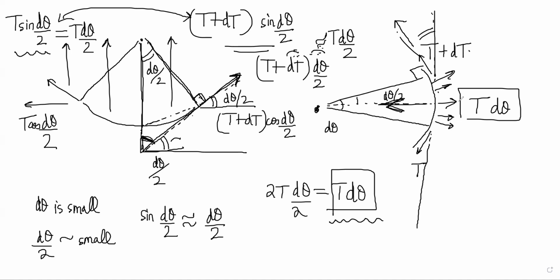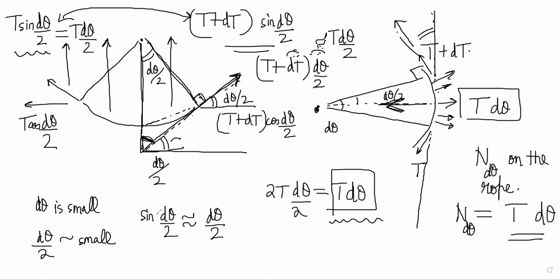The pole will exert a small outward normal force, let's call it N dθ, on the rope. This is the pole exerting the force on the rope. And obviously these two forces must be balanced. The N dθ is equal to T dθ. We can call it the net normal force over this whole portion, that is equal to T dθ. Must be balanced for equilibrium, right?